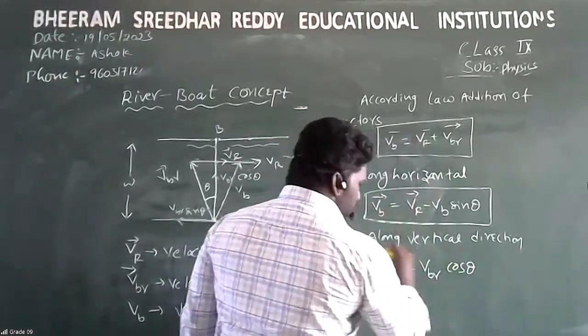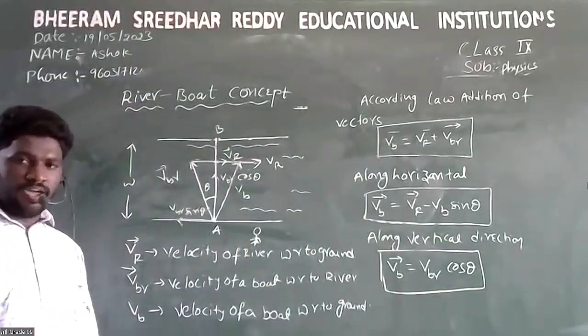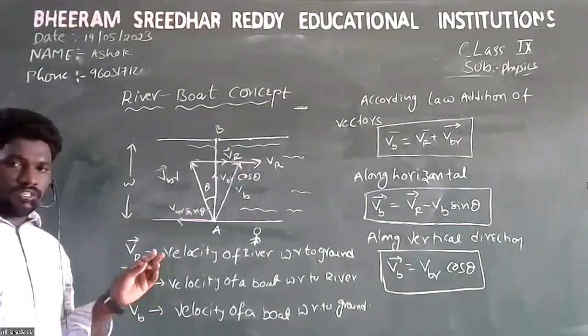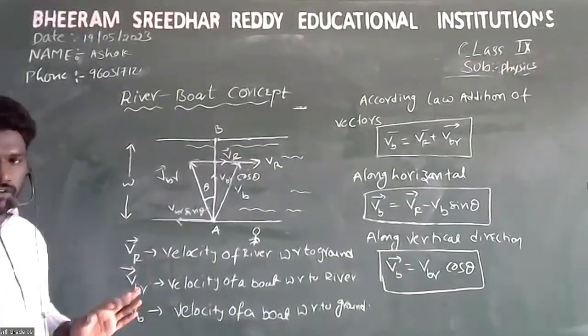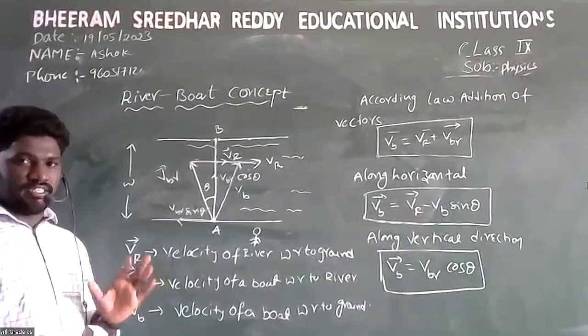VBR cos theta. Okay, Nana? VBR cos theta. I understand these formulas, Nana. Once again, I'm explaining the concept. Look at it, and all of you, please look at the board. Don't copy anything. Just listen.